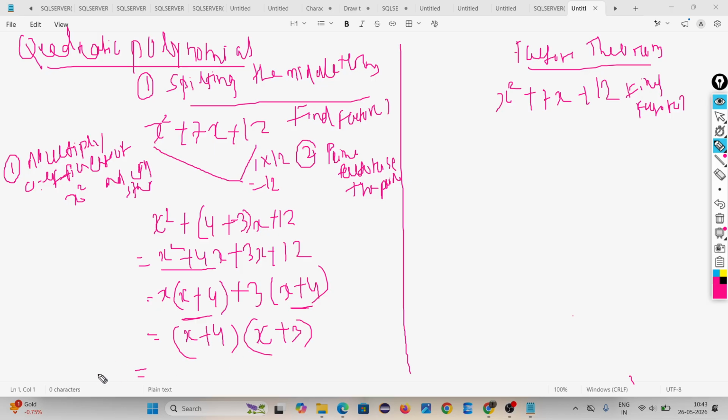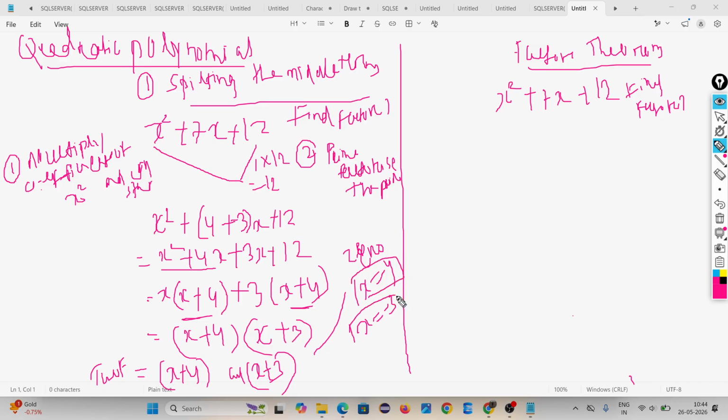Two factors, because it is quadratic, so I get 2 factors. One is x plus 4 and another one is x plus 3. You understand this? From here, if you have to find the zeros, take only the right-hand side: x equal to minus 4 and x equal to minus 3.